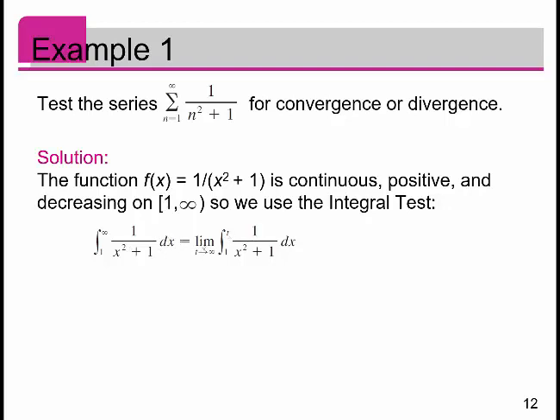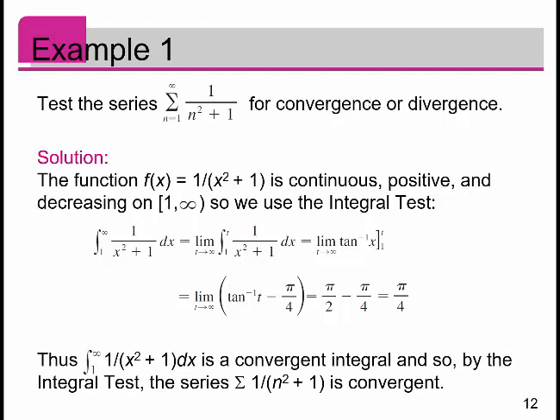I'm going to replace the infinity with t, and outside put the limit as t goes to infinity of this integral right here. Well, we know that 1 over x squared plus 1 integrates to tan inverse of x, and then it goes from 1 to t, but we're going to look at the limit as t goes to infinity. When I plug in 1 into tan inverse of x, that gets me pi over 4. So I just have to find the limit as t goes to infinity here. Well, if you look at the graph of tan inverse, that's going to be pi over 2. So when you subtract, this is pi over 4. And thus this integral from 1 to infinity of 1 divided by x squared plus 1 dx is a convergent integral. And so by the integral test, this series is also convergent.